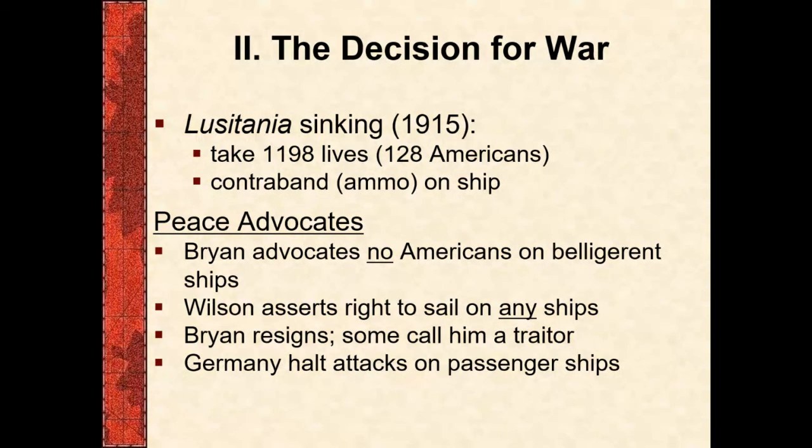So Germany halts their unrestricted submarine warfare. They see the blowback they're getting. They see the negative press, the propaganda. So they stopped for a while. Okay, not completely.